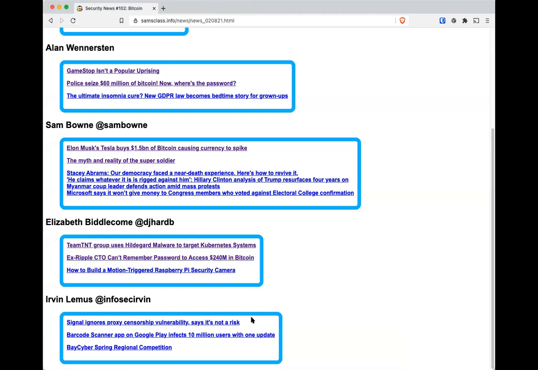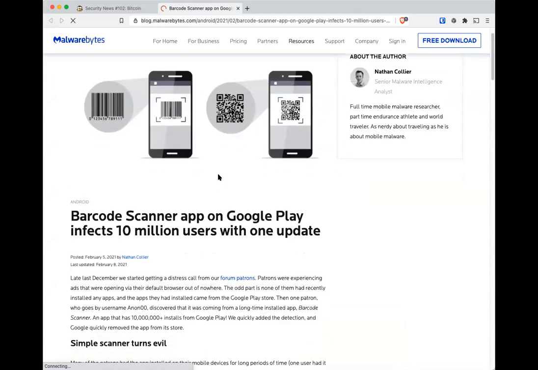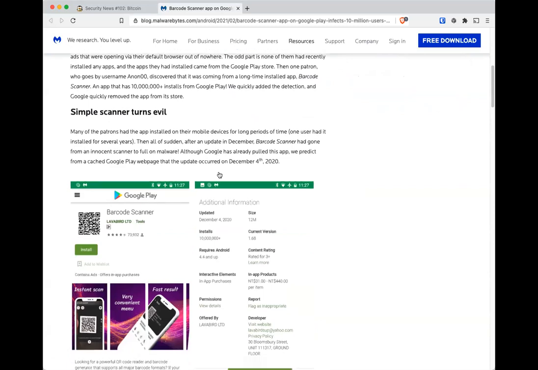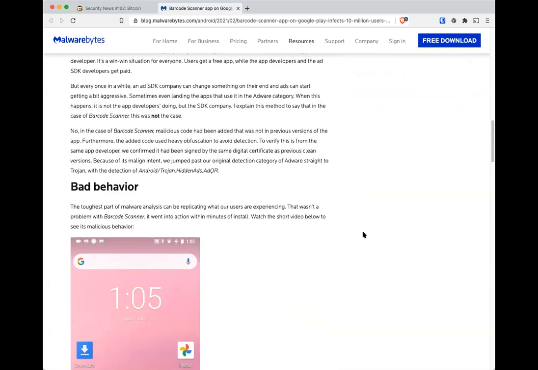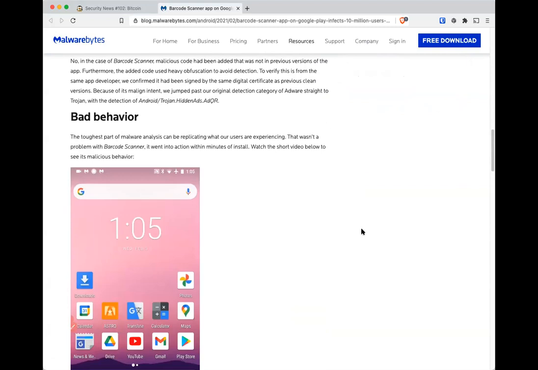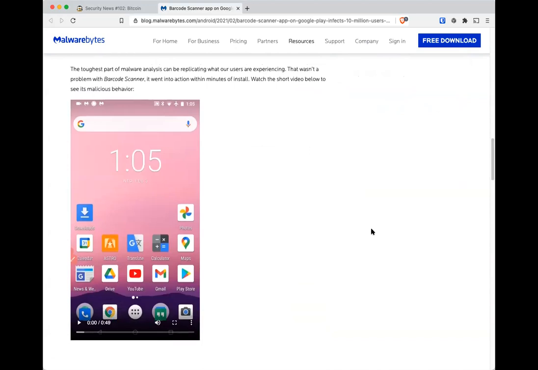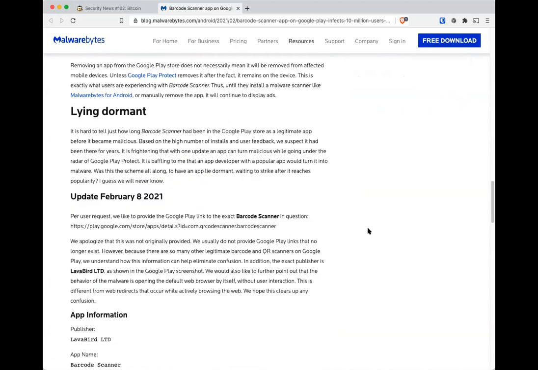And the barcode scanner. Yeah, this one's awesome. So a completely harmless barcode scanner became infected with one update that no one really realized until they started seeing a bunch more ads and just weird behavior that wasn't expected. And Malwarebytes was able to figure out that it was the barcode scanner. And I think they said the last update was like December 8th.